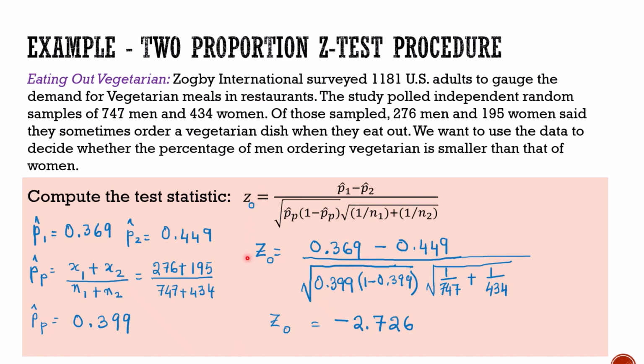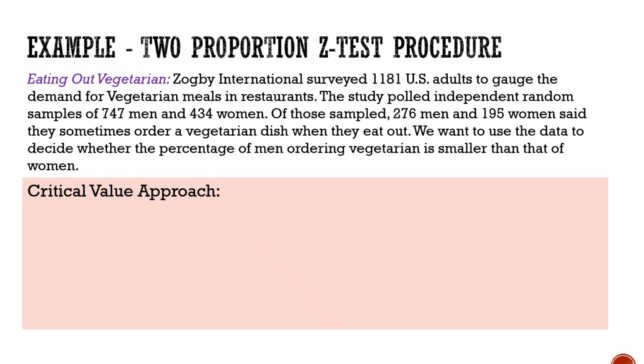Now we will take over the test statistic to the two approaches, critical value and the p-value, and complete the test. So at this point, we are going to start with the critical value approach. All we need from here on is what the test statistic value is. z₀, the value we found, was negative 2.726.